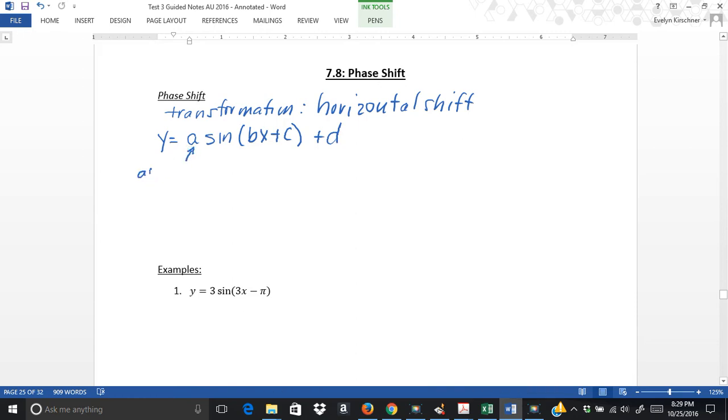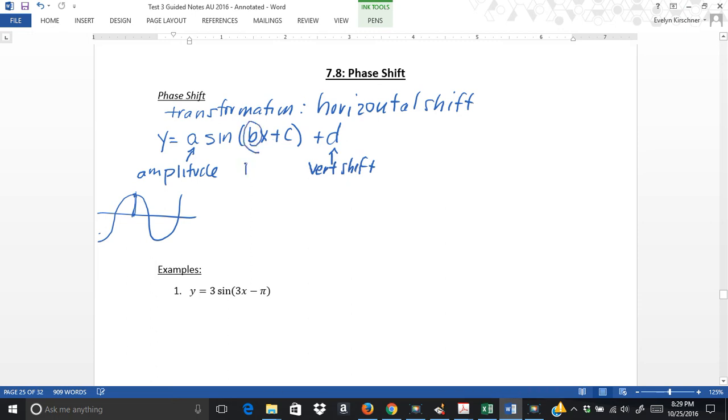A is the amplitude, and that's how far, if I look at a graph, it's how far from here to here, or from here to here. The amplitude is half of the whole distance. So it's basically half the range. D is my vertical shift.